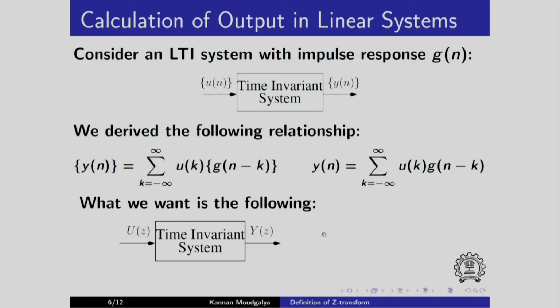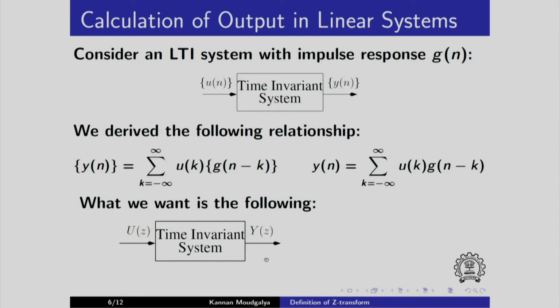What we want is the following. In the place of u(n), I put u(z), in the place of y(n), I put y(z). How do we do this? We replace this with the polynomial with the components of y(n), or the elements of y(n), multiplying the appropriate power of z inverse. Similarly, you get u(z).